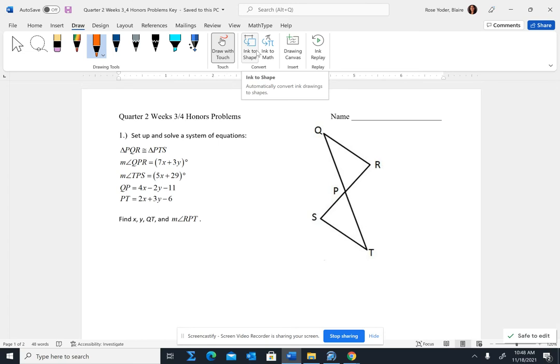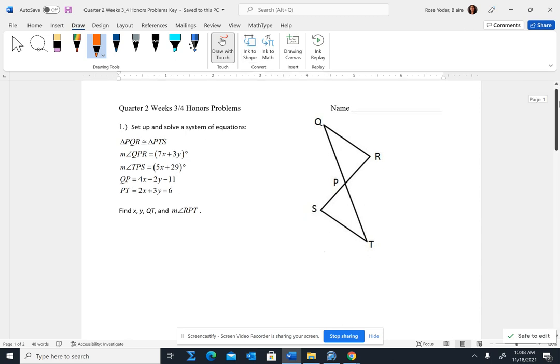Here's a good set of challenging problems that spanned the content that we covered over a few weeks with congruent triangles and CPCTC. So the first one we've done a lot of practice on. We need to set up a system of equations.